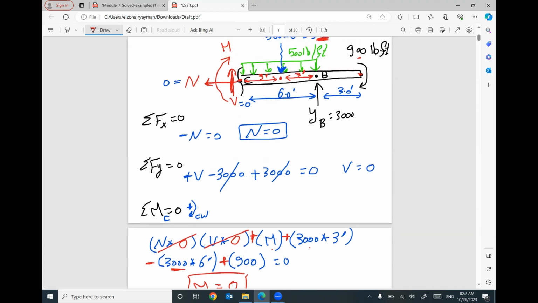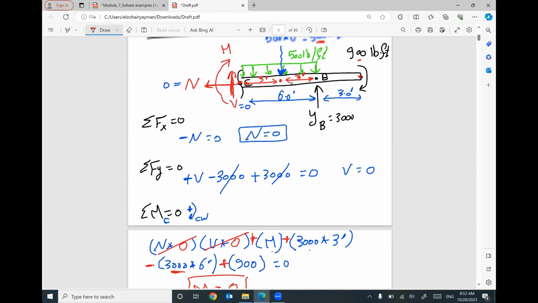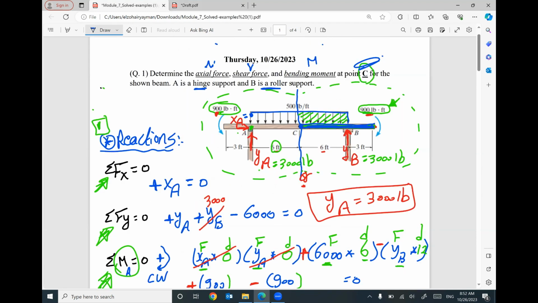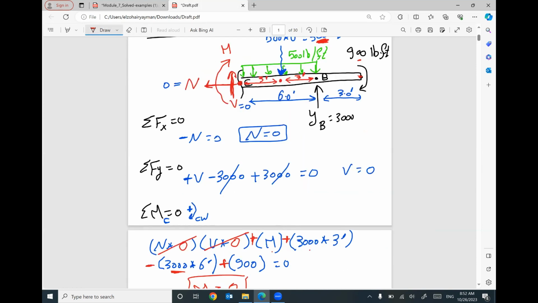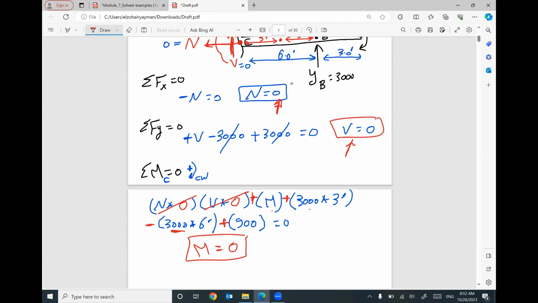So, looks like, I will give you a hint right now. Looks like at point C, which is given in this beam, here, the internal forces, axial force equals 0, shear force equals 0, bending moment equals 0. I will give you a hint.